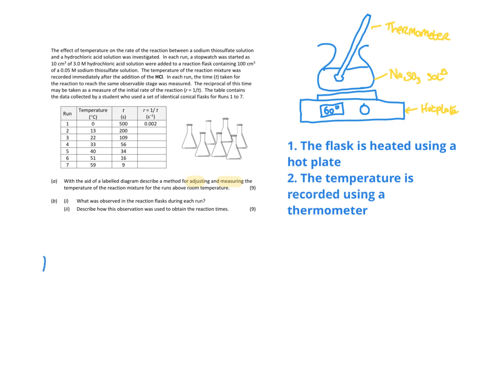Now, part B of this question, part 1, says, what was observed in the reaction flask during each run? We know from our studies of this experiment that with each run, over time, a cloudy precipitate will appear, and this cloudy precipitate is from the element sulfur forming in our conical flask. For B part 2, it says describe how this observation was used to obtain the reaction times.